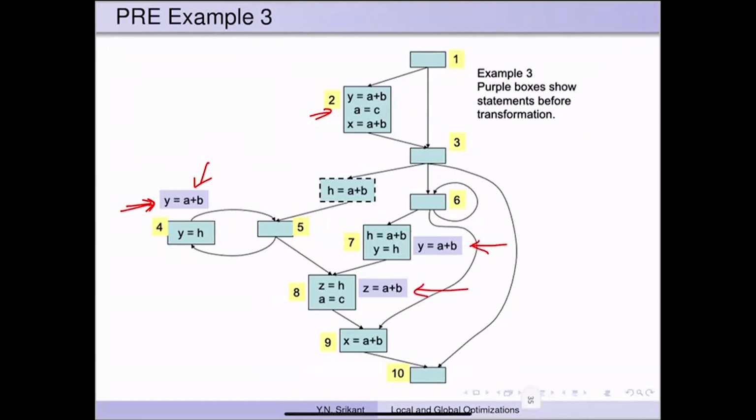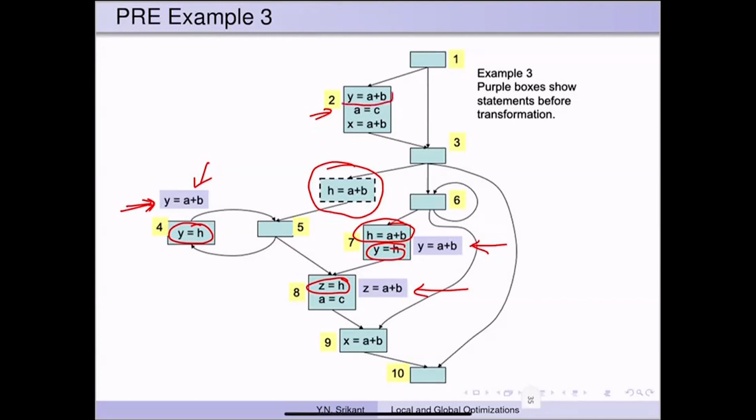So we found that a plus b can be introduced along this path, and we could introduce along this path also. And finally, we could use the computation, and we said y equal to h here, z equal to h here, y equal to h here, right? Now there is something very important that I must point out.